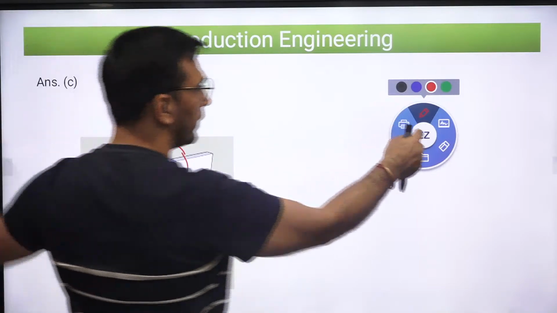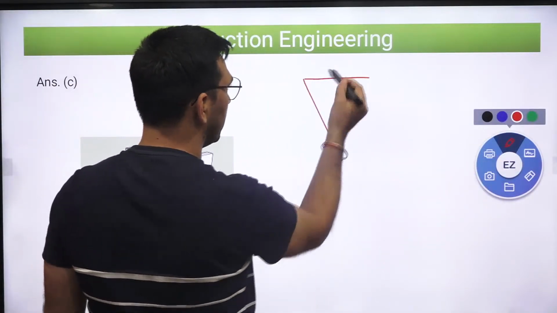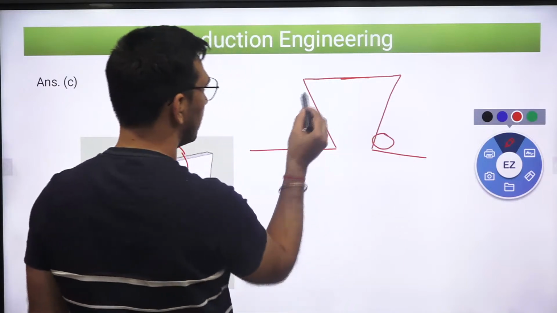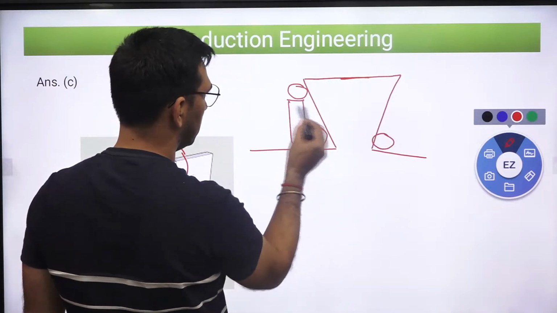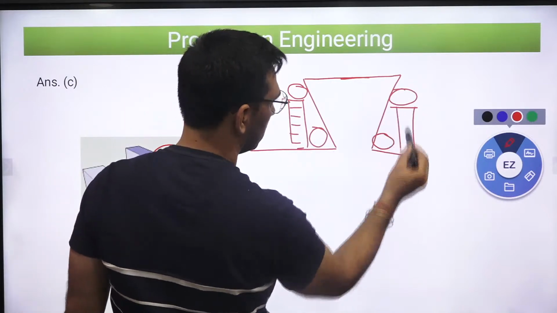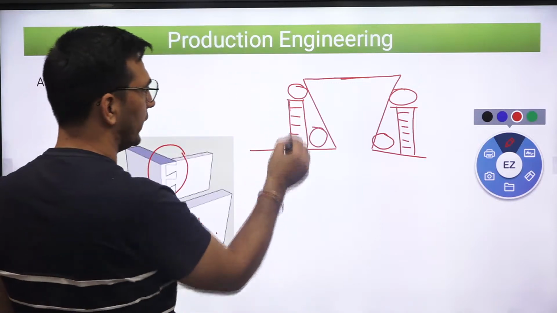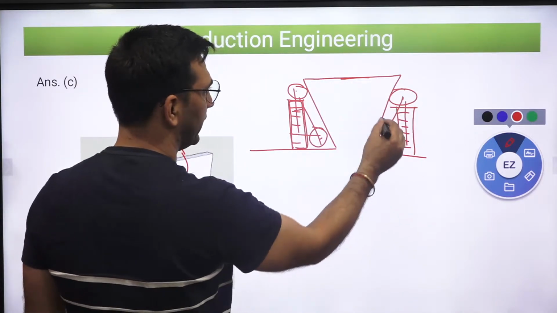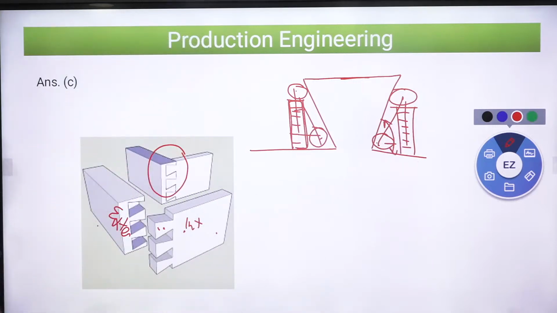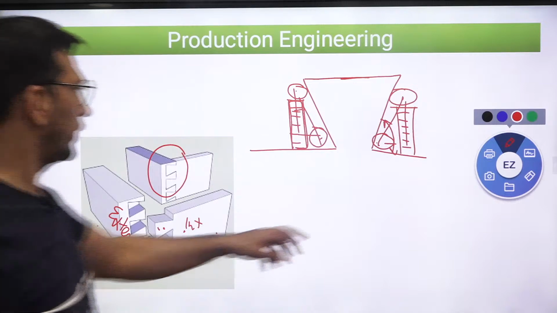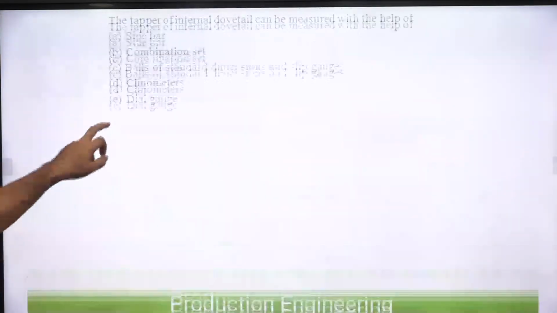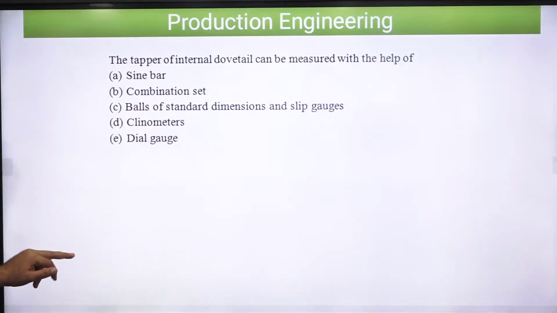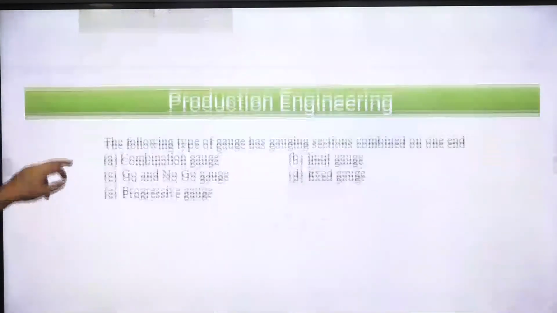So when we have to make this measurement of the internal dovetail, then we make use of some kind of balls or rollers, and we make use of slip gauges. So one is the slip gauges that we make use of, and some rollers we will make use of, and then making use of the geometry we basically find out the inclination of this. Clear? So what he is asking us is, if there is an internal dovetail, how are we going to find out. So we can make use of balls of standard dimension and slip gauges. Using these, we can find out the inclination. Okay, clear? So go ahead with this one.